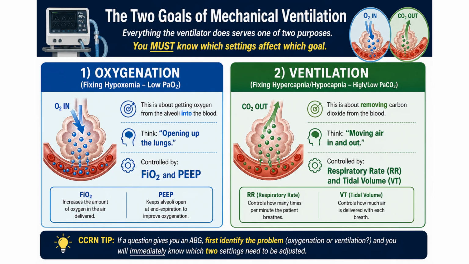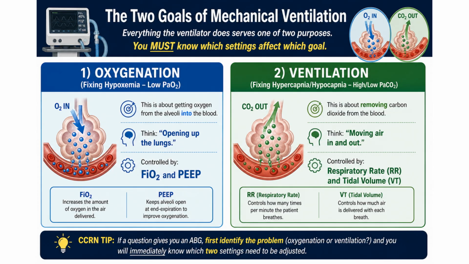To start, let's simplify. Every action we take with the ventilator is aimed at achieving one of two goals. First is oxygenation. This is about fixing a low PaO2. Think of it as opening up the lungs and getting oxygen across the alveolar membrane. The two settings that control oxygenation are FiO2 and PEEP. Second is ventilation. This is about fixing a high or low PaCO2. Think of it as simply moving air in and out to blow off carbon dioxide. The two settings that control ventilation are respiratory rate and tidal volume.